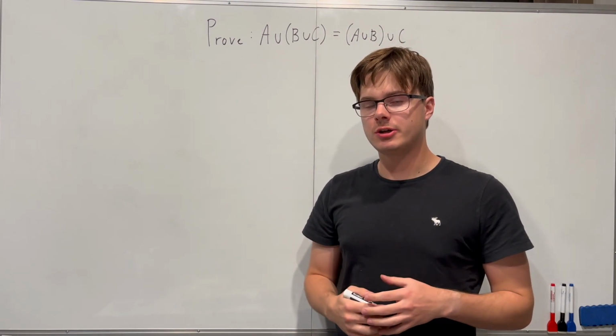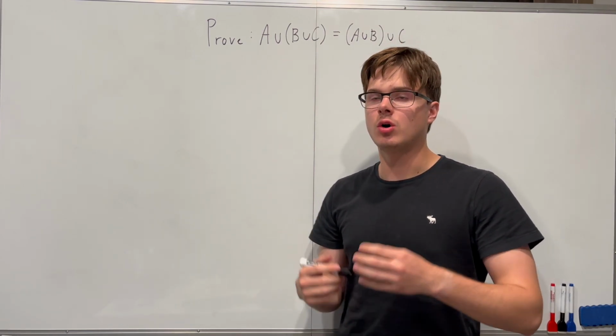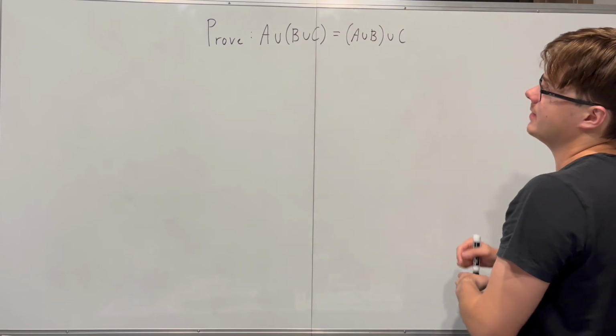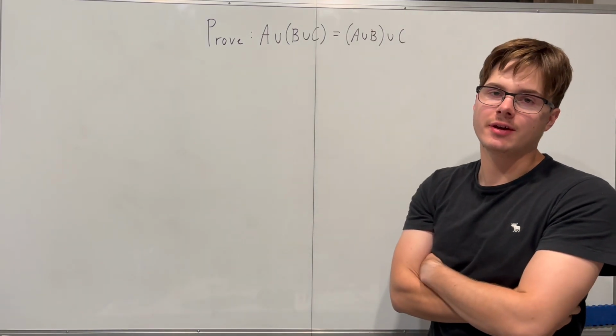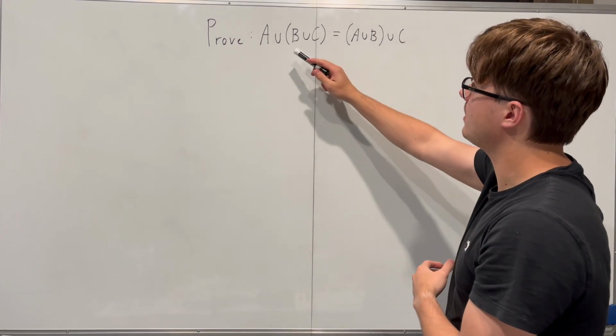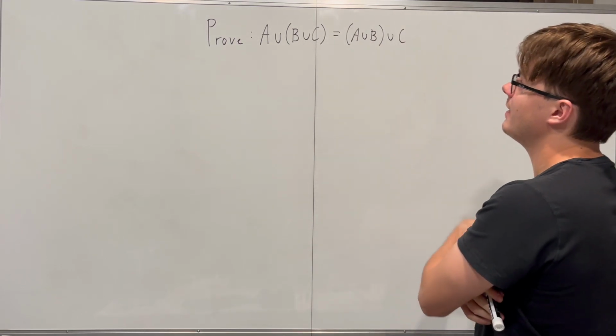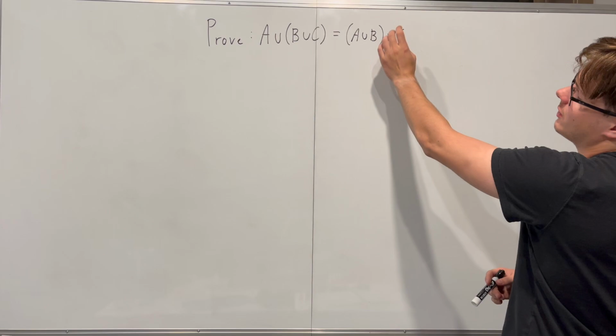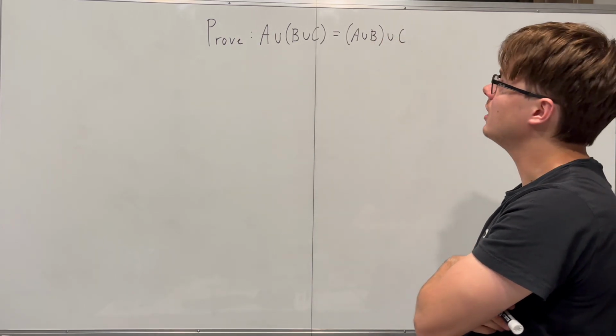Is the associative property of the union true? Or is this statement true? Now, I'm not quite sure how to say this, so I'm going to do my best. I'm going to say A union with open bracket, B union with C close bracket. Is that equal to open bracket A union with B close bracket union with C?